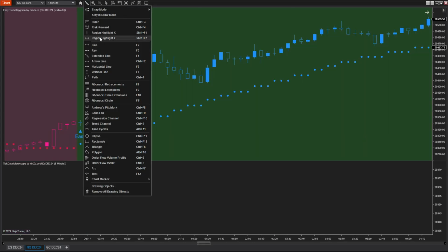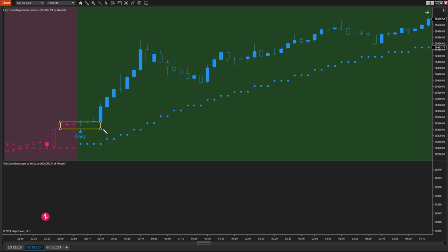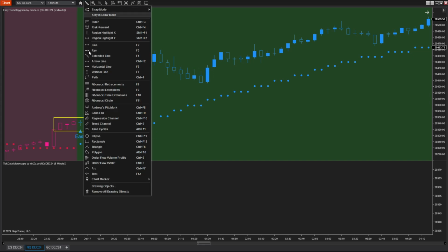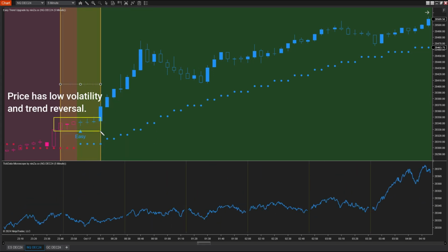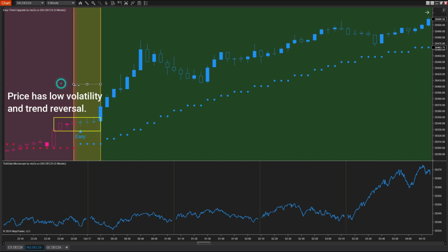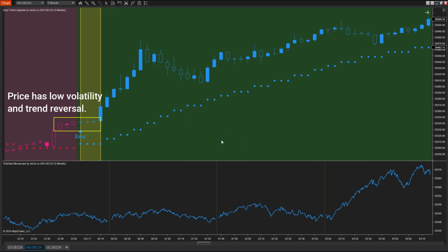You can even use the tick data microscope to validate the reliability of trend signals, as illustrated in the following example. When a trend is forming, you may notice several candlesticks exhibiting low volatility. The question is, how can we assess whether this low volatility is reliable?